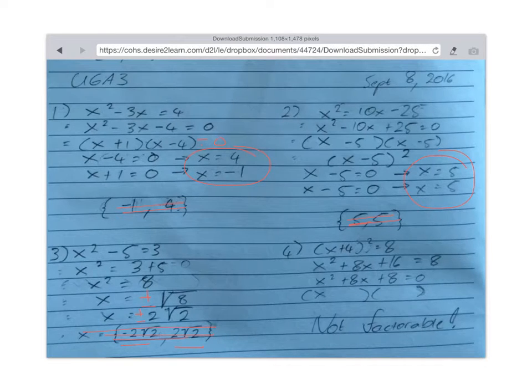Here, I know you can't factor it, but if you look at this a little bit differently, if you take the square root of both sides, you would get x plus 4 equals plus or minus root 8. So x equals root 8 minus 4, and x equals minus root 8 minus 4, and those are your two roots for this one.